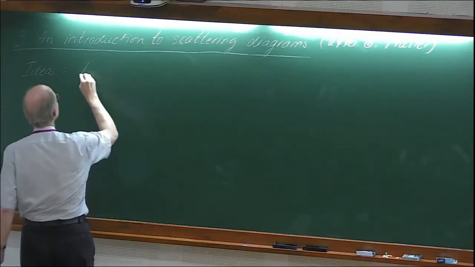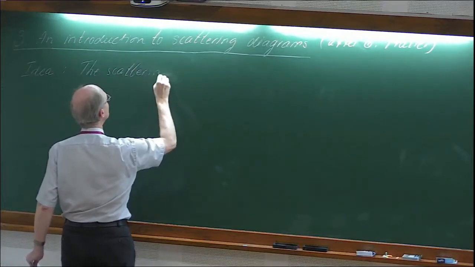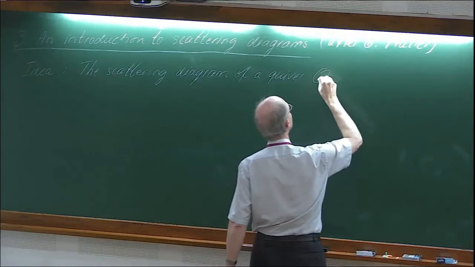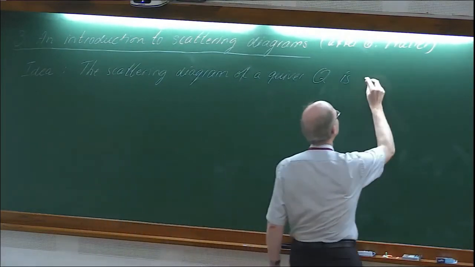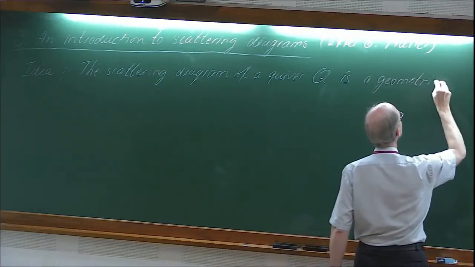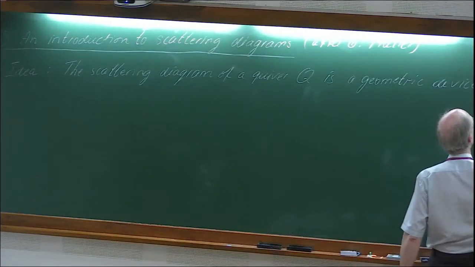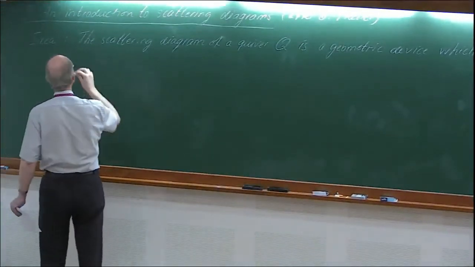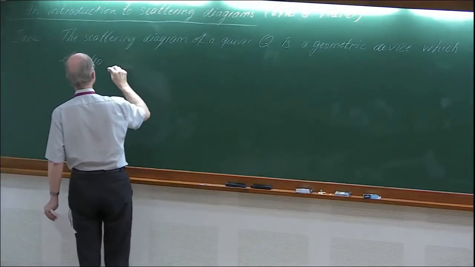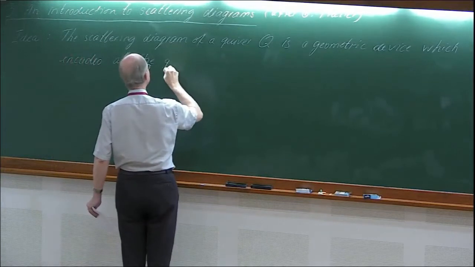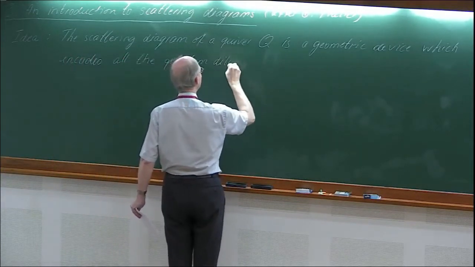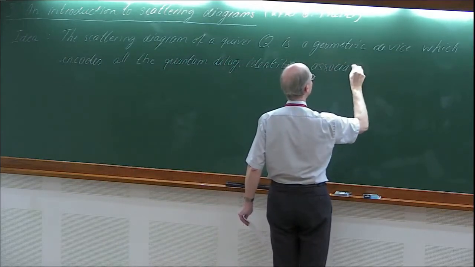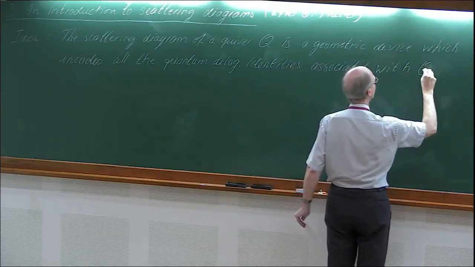What is a scattering diagram? The scattering diagram of a quiver Q. We should view it as a geometric device which encodes, in a consistent way, all the quantum dilogarithm identities associated with Q, which we have seen in the last lecture.